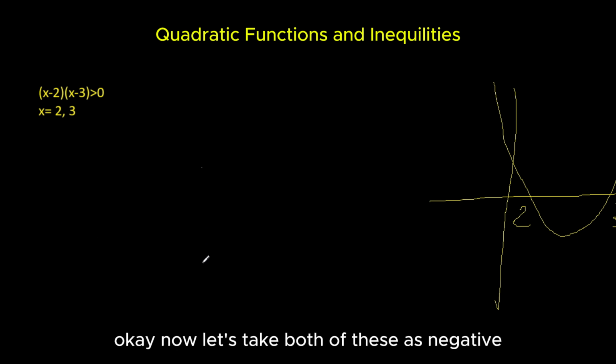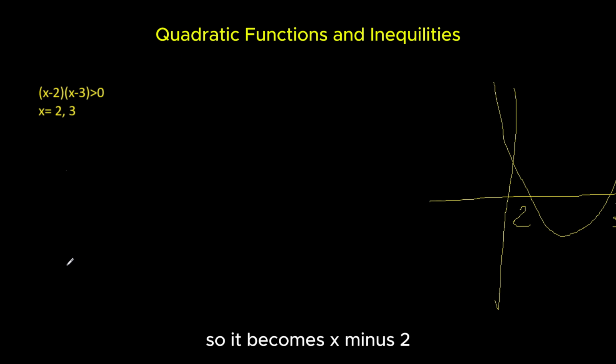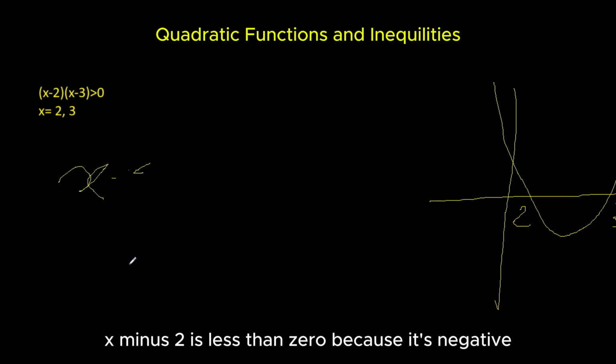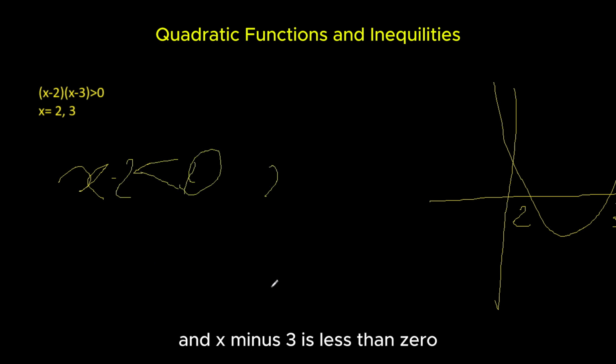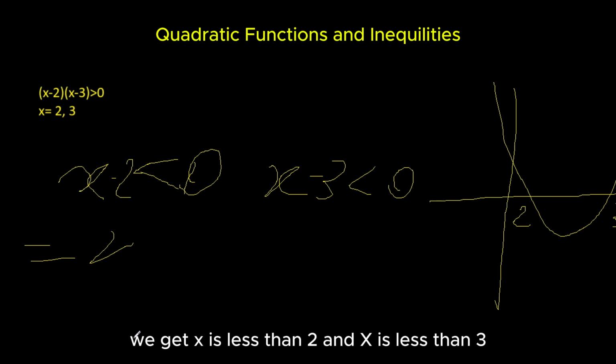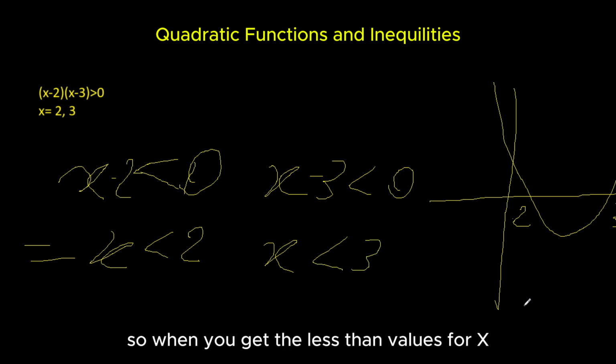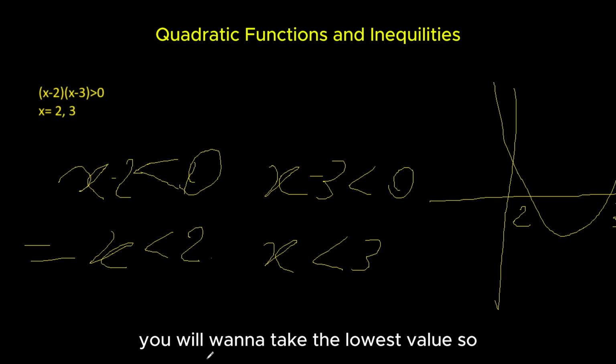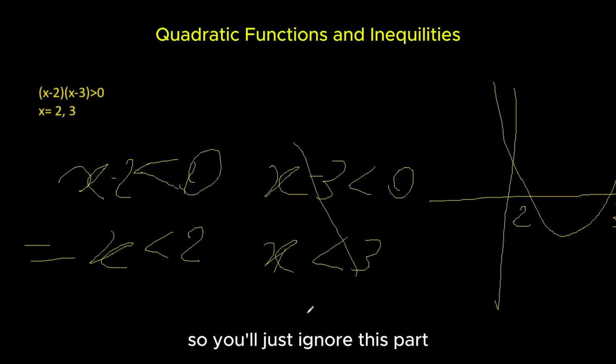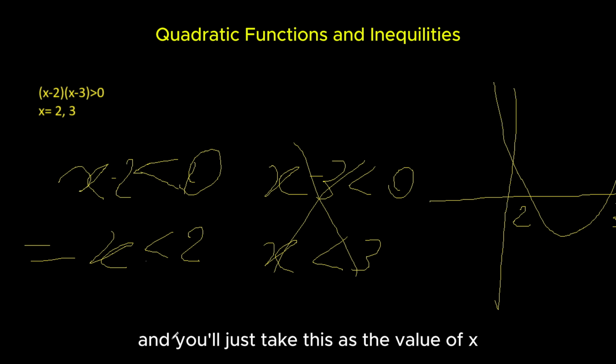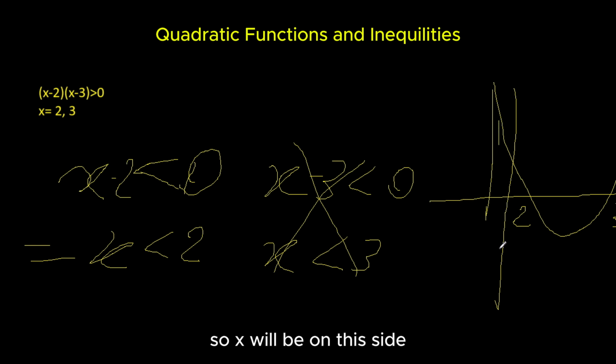Okay, now let's take both of these as negative. So it becomes x minus 2 is less than 0 because it's negative, and x minus 3 is less than 0. So if we simplify both of these, we get x is less than 2 and x is less than 3. So when you get the less than values for x, you will want to take the lowest value. So you'll just ignore this part and you'll just take this as the range of x for lowest.